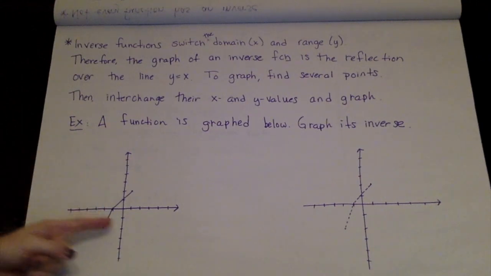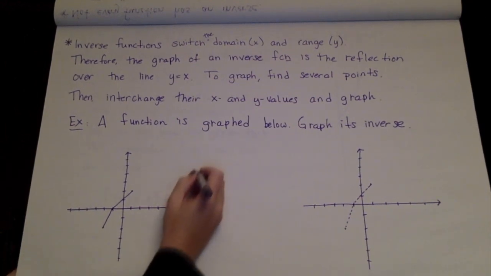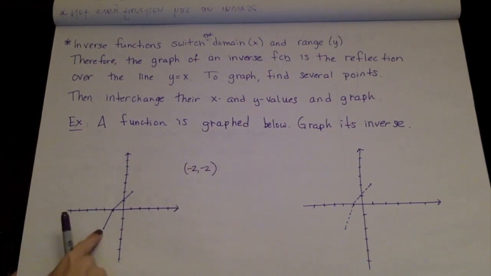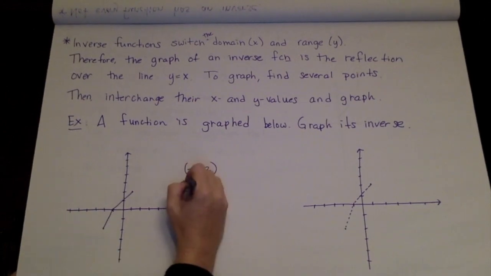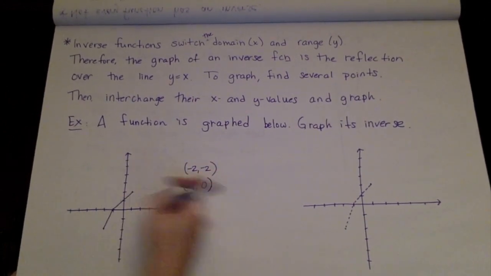So a function is graphed below, here it is, and I would like for us to graph its inverse. So I'm going to note some of the points from it. I have 3 points in particular. I've got -2, -2 down here. Here I've got -1, 0. And here we've got 1, 2.